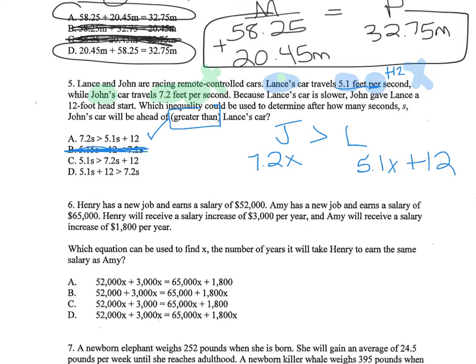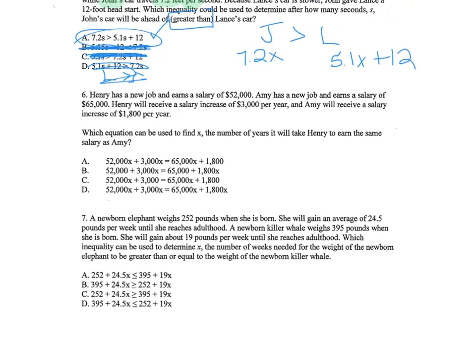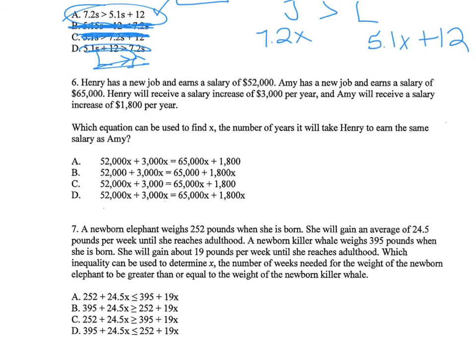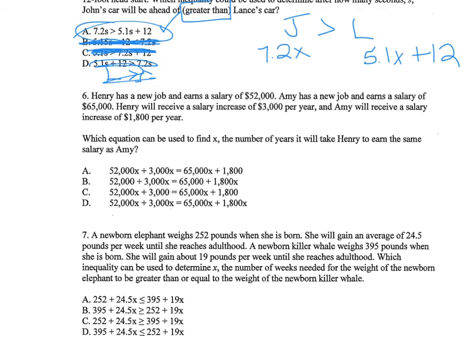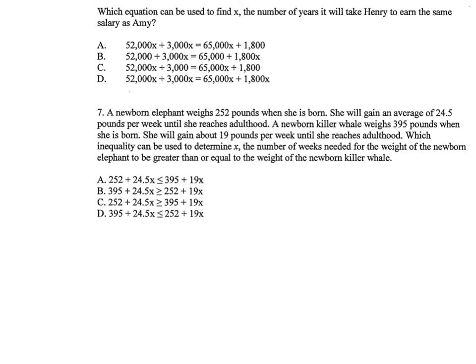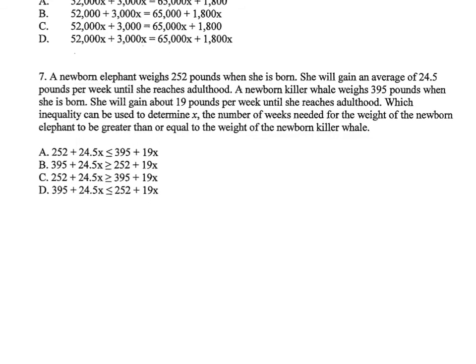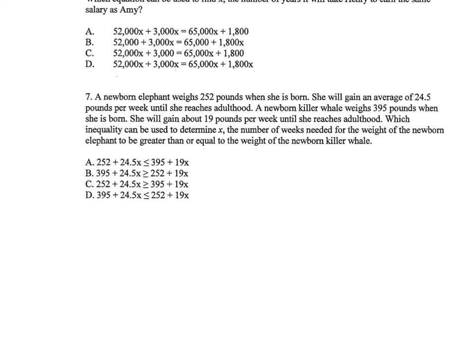5.1 is on the wrong side on C. 5.1 is supposed to be with 12. And then this one is telling us that Lance was greater than John, and that is not true. So that one's going to be A. I just said I wasn't going to solve that one, and look what I just did. Yep, not bad. Okay. I'm going to skip number 6. That one's pretty straightforward. It's the inequalities that give people a hard time.